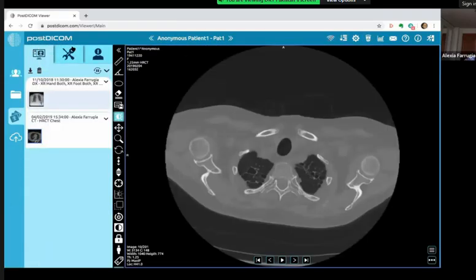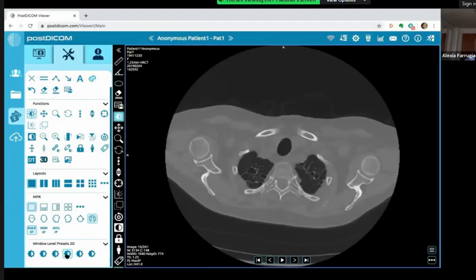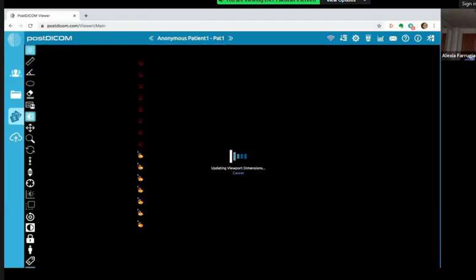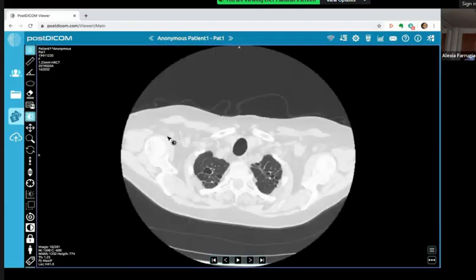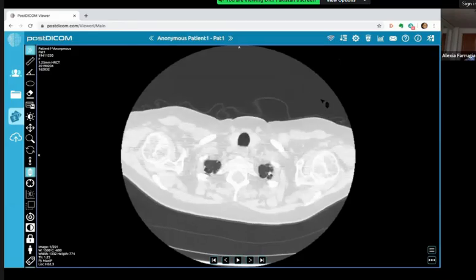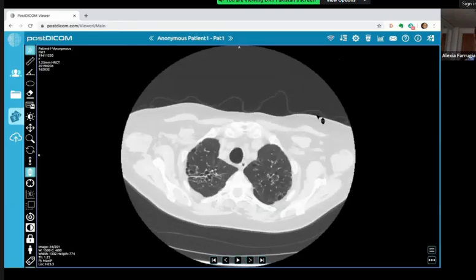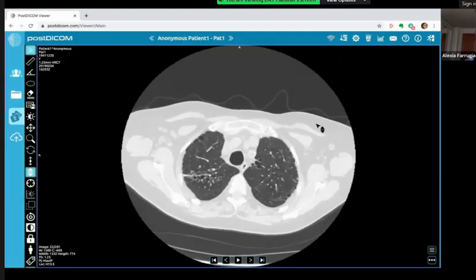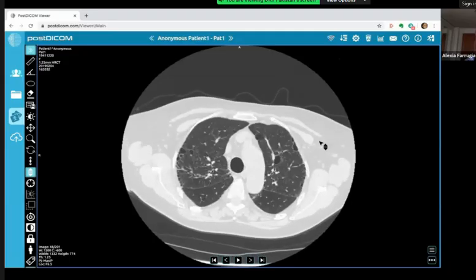I'll change it to a lung window. For some reason it's stuck on a different window. Okay. So I'll scroll through and look at the lungs. And then we'll scroll through again. And you can tell me what you think.